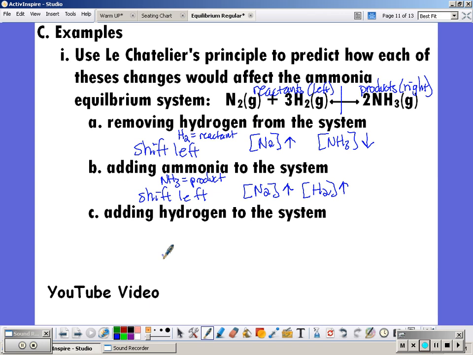Now adding hydrogen. Again, hydrogen H2 is a reactant for this problem. I'm adding the substance, so I want to shift away from it. So since hydrogen is on the left, I'm going to shift away from it and shift to the right. That means the concentration of nitrogen would be decreasing and the concentration of NH3 would be increasing.